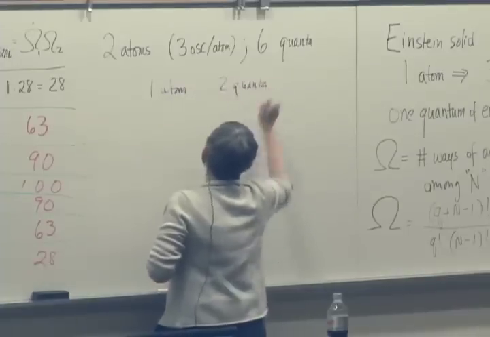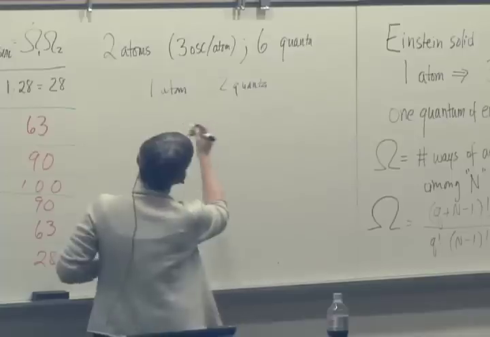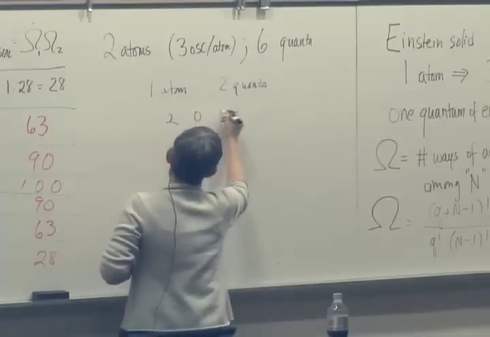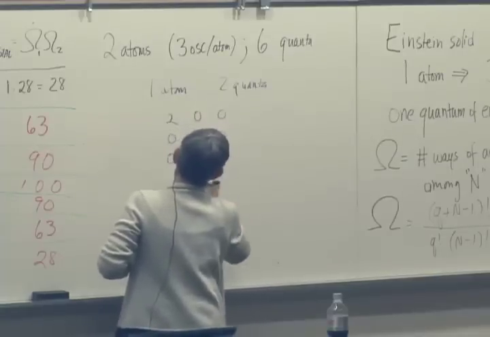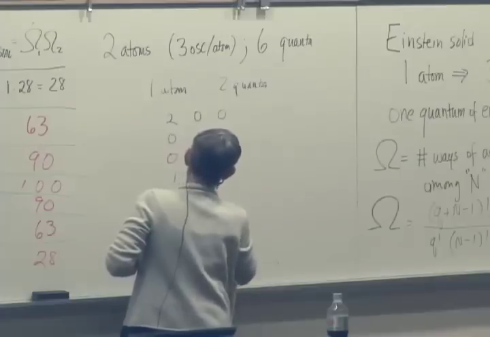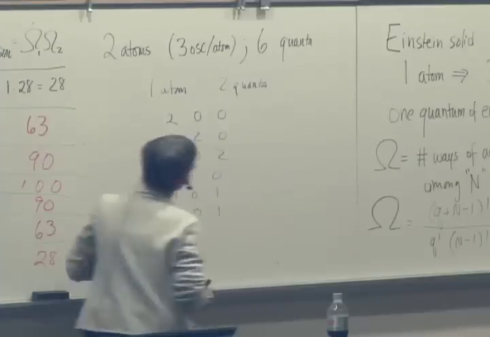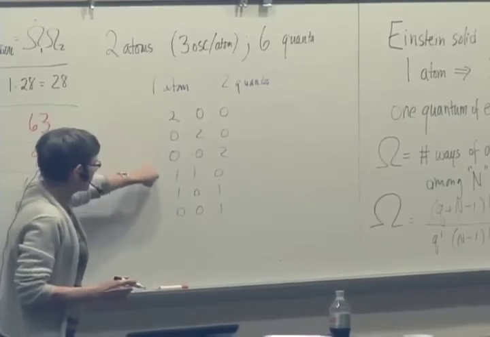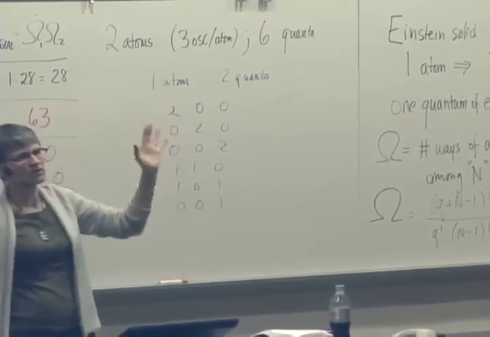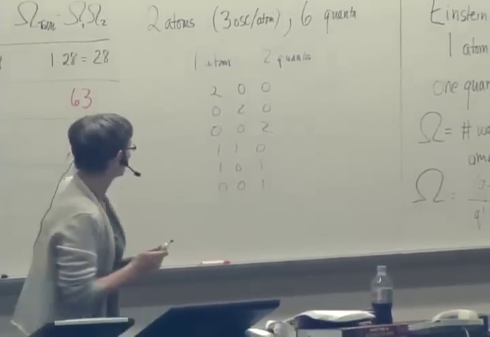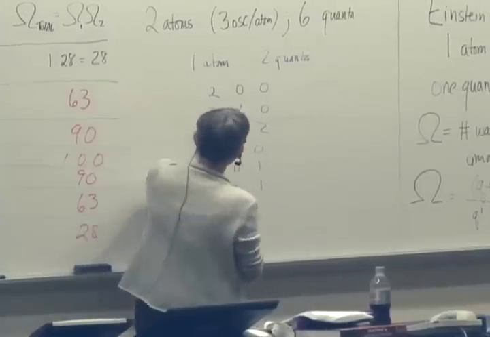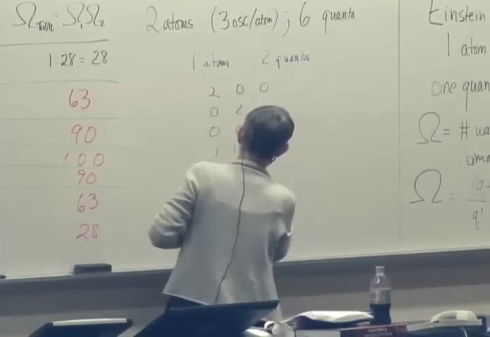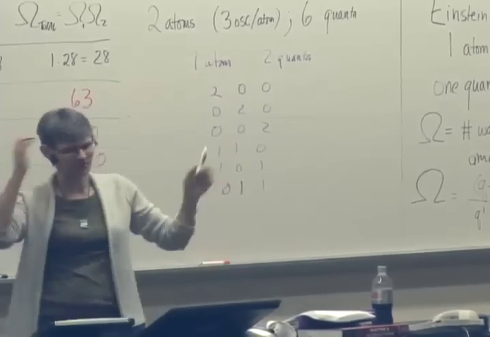2 quanta, we found that we could do 2, 0, 0, or 0, 2, 0, or 0, 0, 2, or 1, 1, 0 or 1, 0, 1 or 0, 0, 1. Each of these ways of arranging two quanta of energy in one atom is equally probable. I keep losing a 1, don't I? That one. There we go.